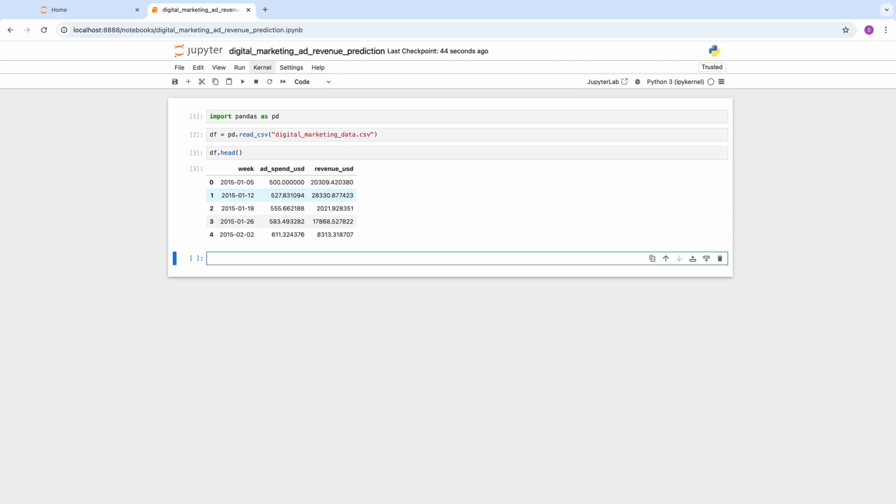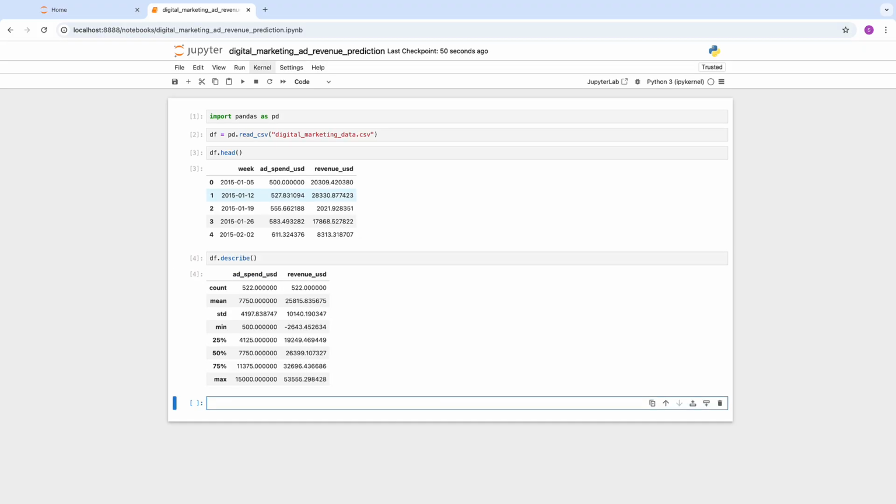You can see the structure here: a week, the ad spend in USD during that week, and the revenue in USD obtained from that week. Next, we'll use df.describe() to get a quick statistical summary of the data, things like minimum, maximum, average, and standard deviation. This will give us a sense of the scale we are working with before moving on to analysis.